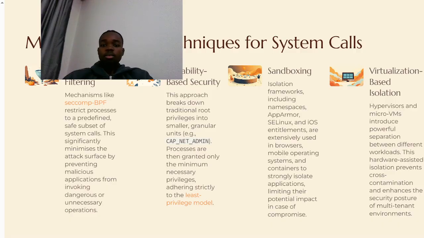Sandboxing. Isolation frameworks including namespaces, AppArmor, SELinux, and iOS entitlements are extensively used in browsers, mobile operating systems, and containers. They strongly isolate applications and limit their potential impact in case of compromise. Virtualization-based isolation. Hypervisors and micro VMs introduce powerful separation between different workloads. This hardware-assisted isolation prevents cross-contamination and enhances the security posture of multi-tenant environments.